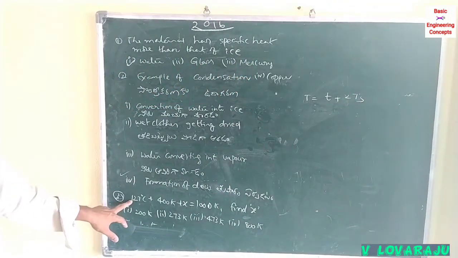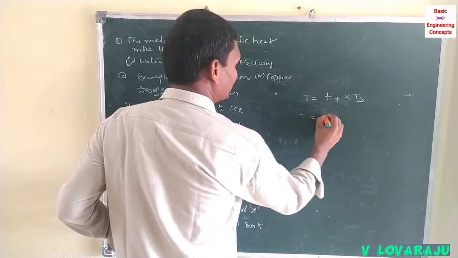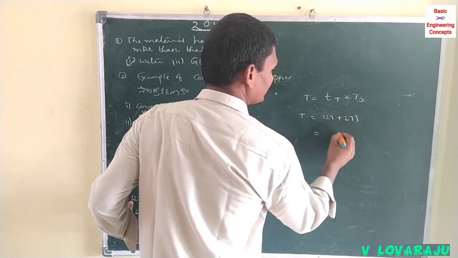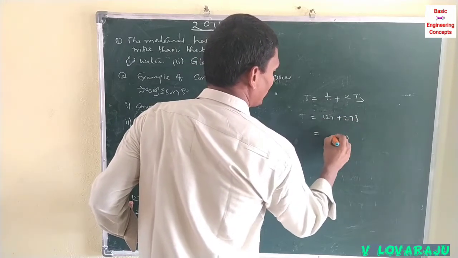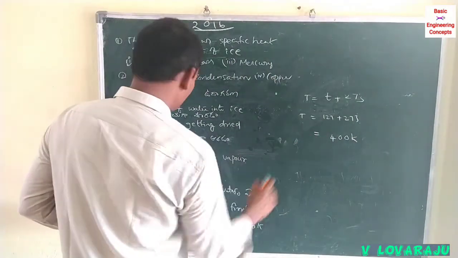First of all, convert the 127 degrees centigrade into kelvins. That is, temperature in kelvins is equal to 127 plus 273, which is 400 Kelvin. You can apply this formula. 127 degrees centigrade is equivalent to 400 K.